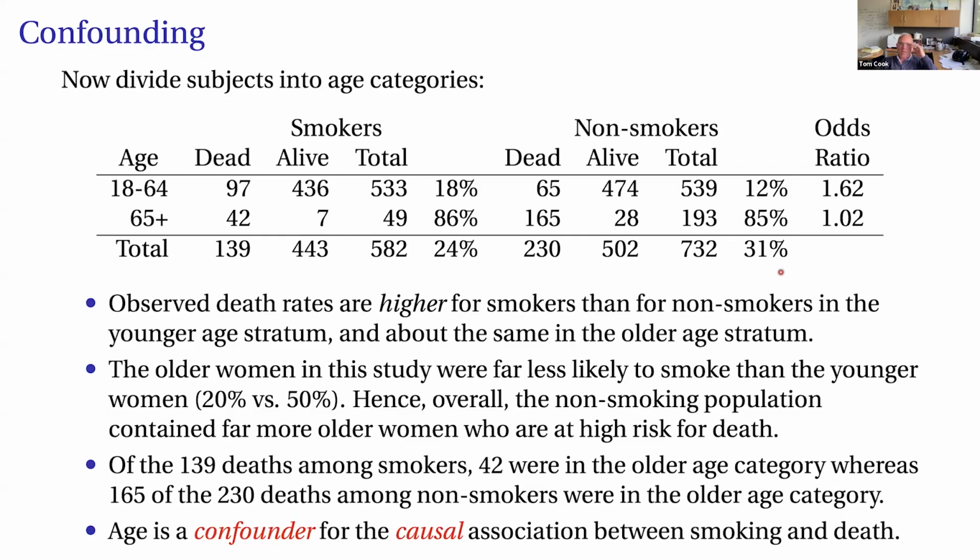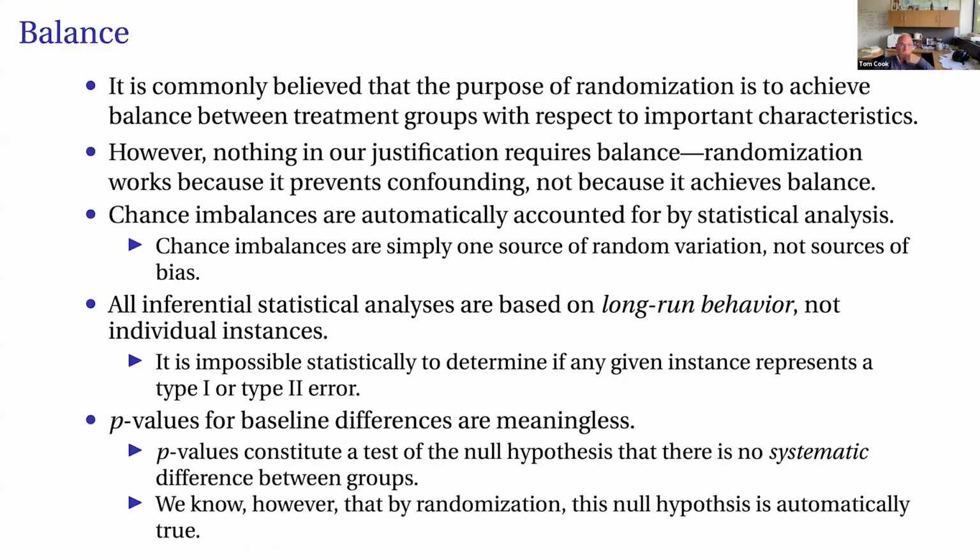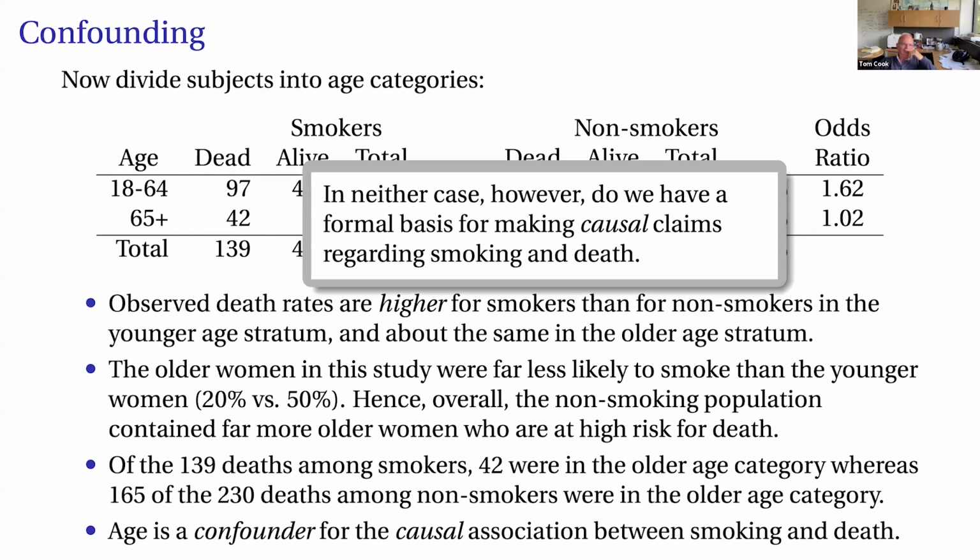So just because among the younger women we see higher death rate among the smokers, that doesn't imply that smoking in fact causes an increase in mortality risk. So that's what confounding is about.